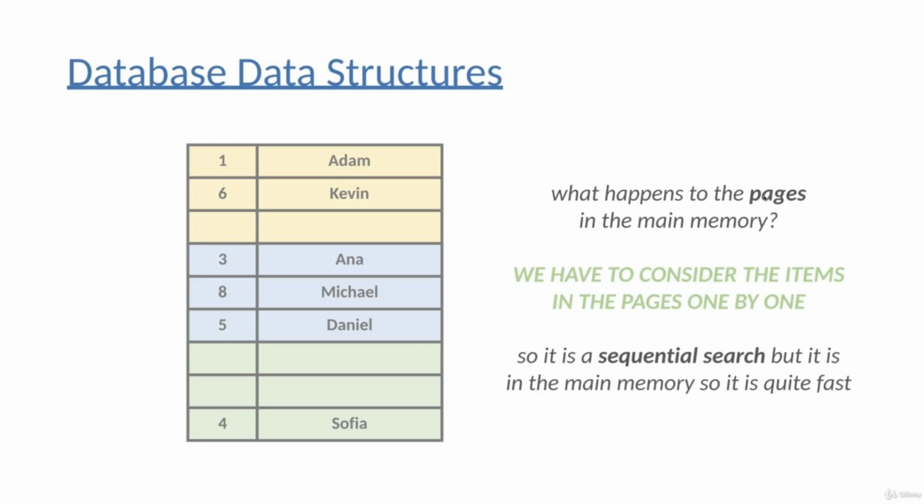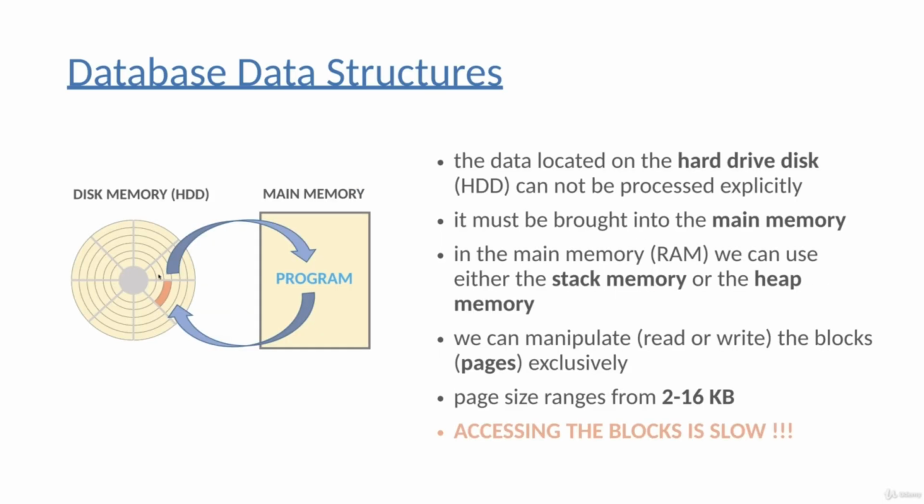And what happens to the pages in the main memory? Of course, we have to consider the items in the pages one by one. So it is the so-called sequential search, but it is in the main memory, so it is quite fast. So this is what's going to happen.